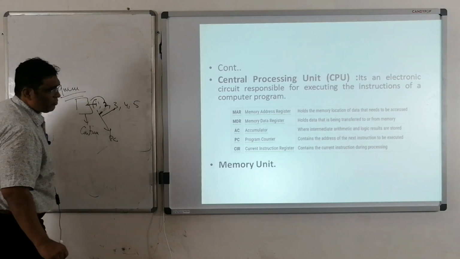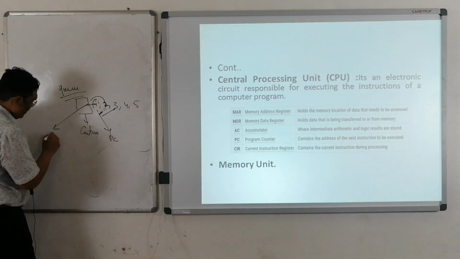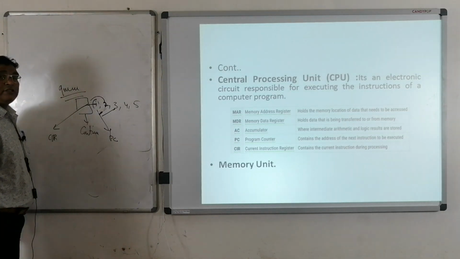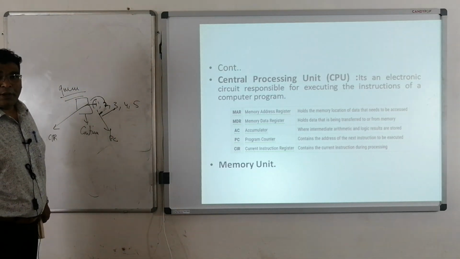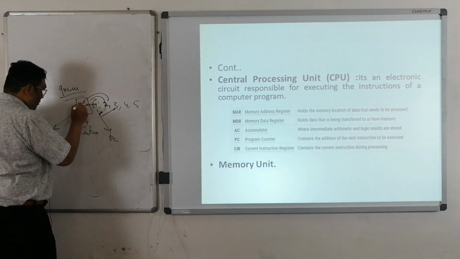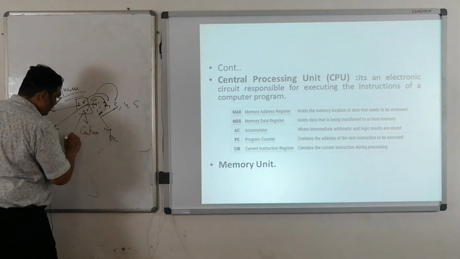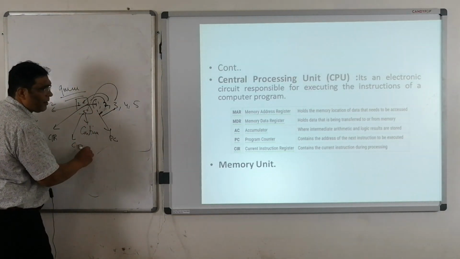This is the program counter. The current instruction, if 1 is executing, is called CIR. It holds the current instruction which is going to execute. If 2 is executing, it holds 2. If 3 is executing, it holds 3.